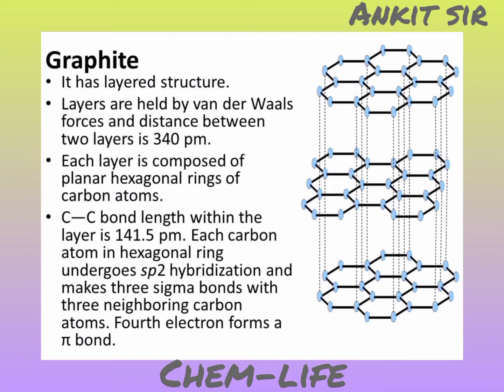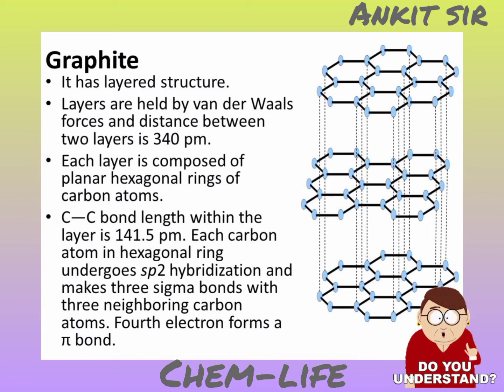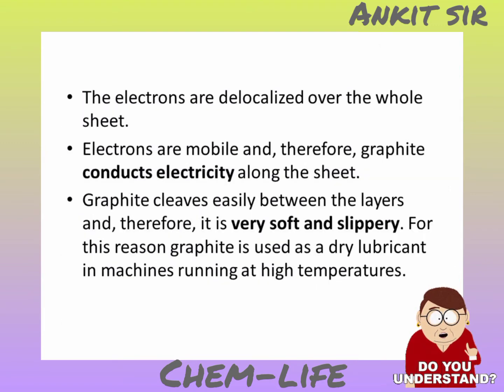Each carbon atom in the hexagonal rings undergoes sp2 hybridization, and in diamond it is sp3 hybridization. The electrons are delocalized over the sheet. Electrons are mobile and therefore graphite conducts electricity along the sheet. Graphite cleaves easily between the layers and therefore it is very soft and slippery. For this reason it is used as a dry lubricant in machines running at high temperature.